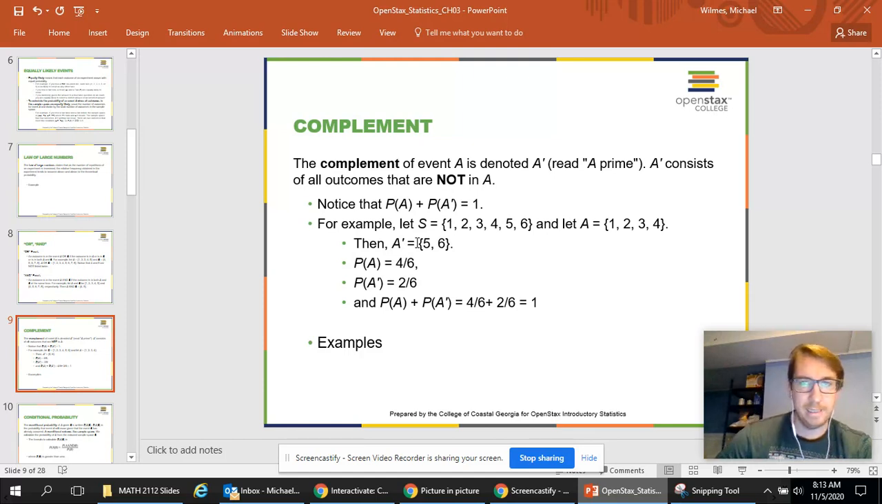All right, the complement is next. The complement just stands for the opposite of. The opposite of A is denoted with A prime, and it consists of all the outcomes that are not in A.